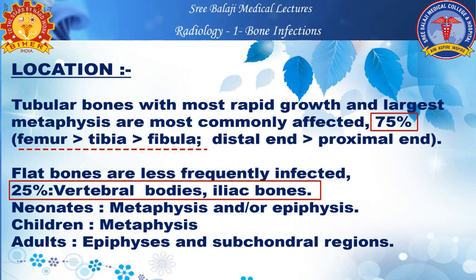In neonates, metaphyseal infection often progresses to the epiphysis also. In children, as I told you earlier, the growth plate prevents the metaphyseal infection from extending onto the epiphysis because it becomes avascular then. In adults, it is primarily an epiphyseal infection with subchondral extension.